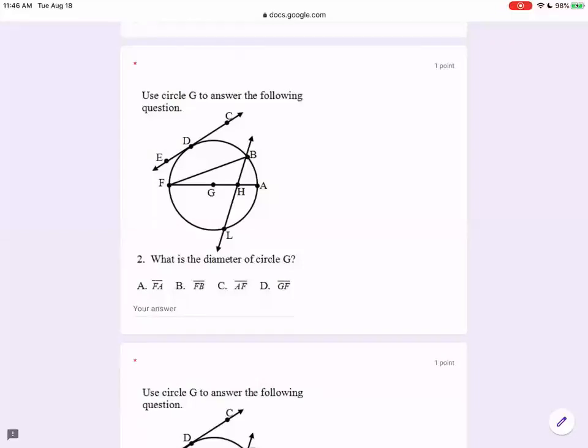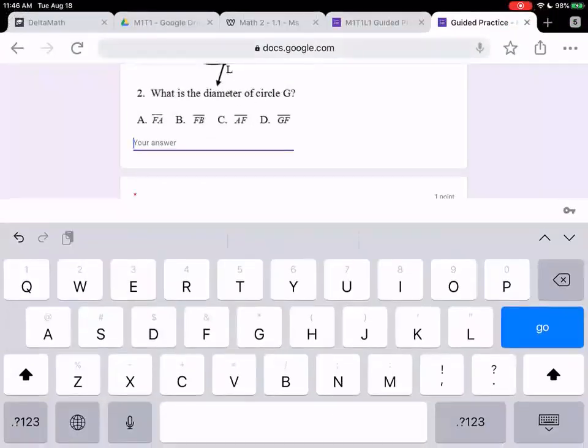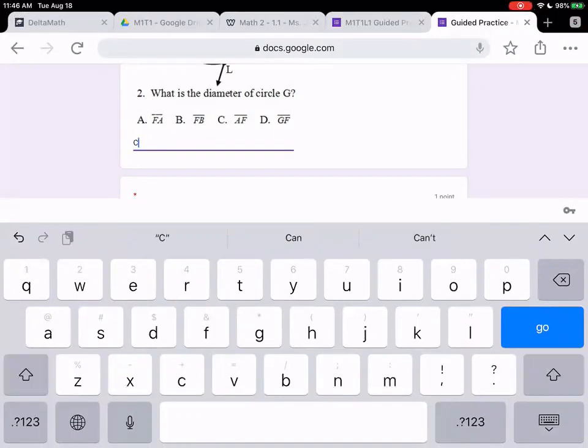So C says AF. I was going to ask you this as a question, but I think I want to make the distinction that FA has arrows on the end, and arrows means it goes on forever. Because AF and FA technically could mean the same thing until you look at the line on top. FA's got arrows. Arrows means it goes on forever. But AF does not have arrows, which means it ends at A and it ends at F. So the one we want is AF. So good job. AF is choice C. So just put a C there.